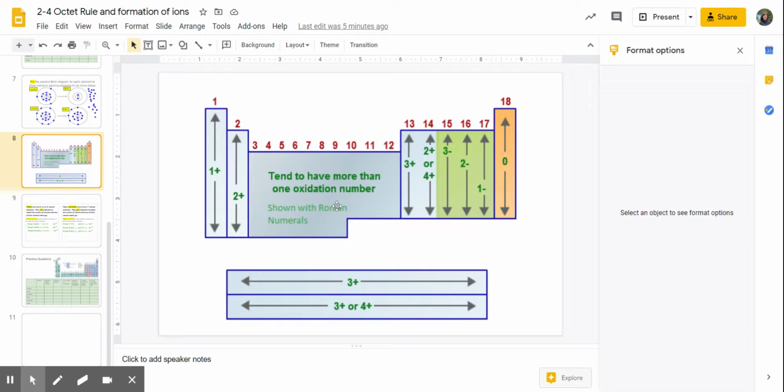Here, I want to clarify the group numbers first. In this diagram, it shows the group number system going from 1 through 18. And there is another group number system. Another system goes like this: 1A, 2A, and then you skip the middle, go through 3A, 4A, 5A, 6A, 7A, and 8A. And this system is convenient because it matches the number of valence electrons.